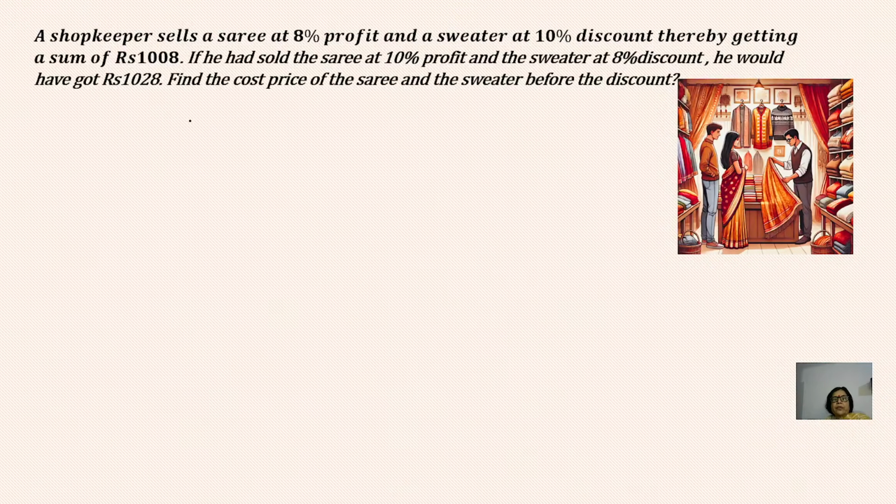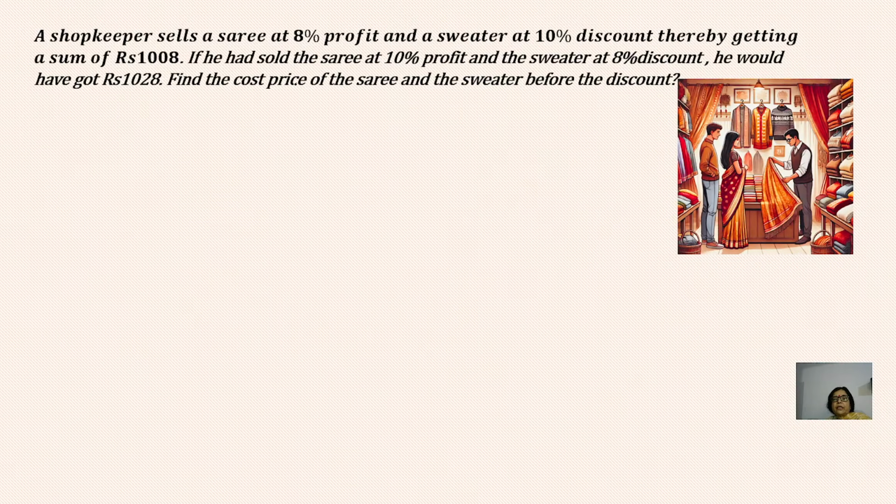Moving on to the next question. A shopkeeper sells a sari at 8% profit and a sweater at 10% discount, thereby getting a sum of rupees 1008. If he had sold the sari at 10% profit and the sweater at 8% discount, he would have got rupees 1028. Find the cost price of the sari and the sweater before the discount.